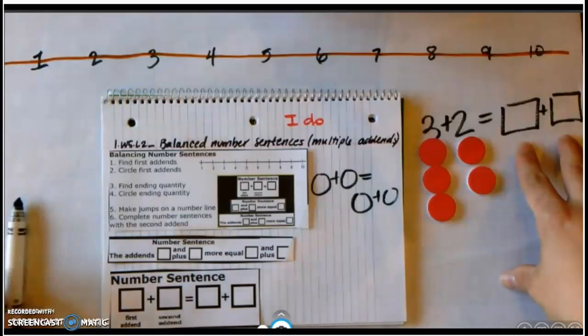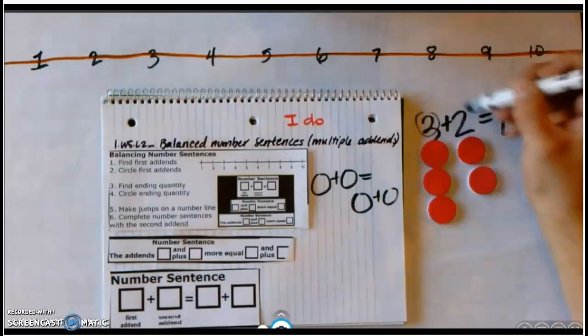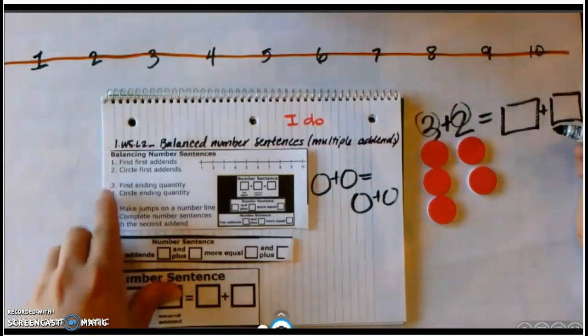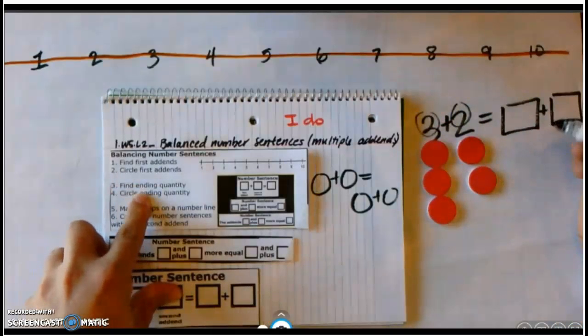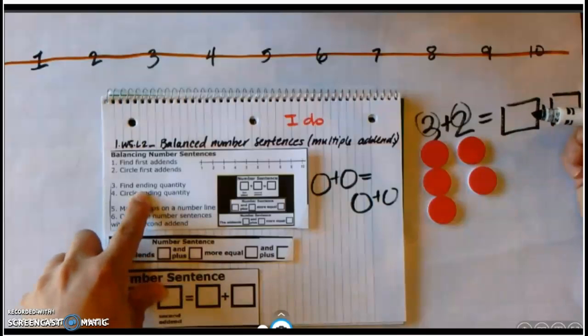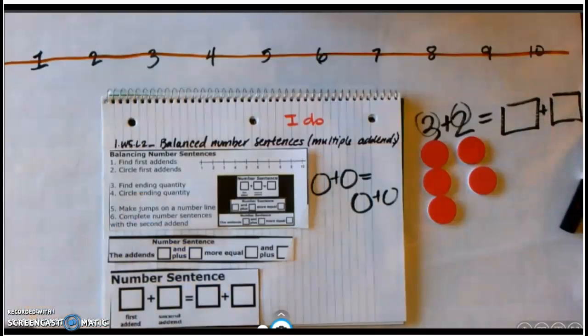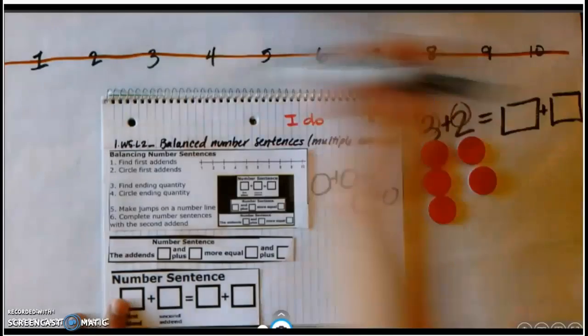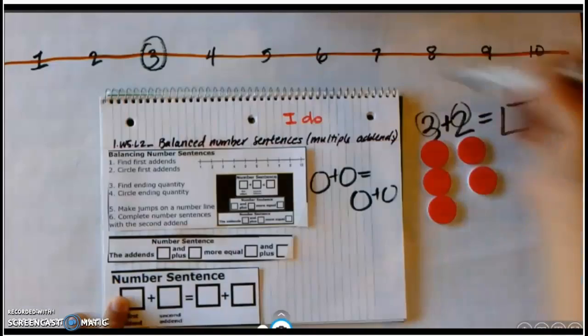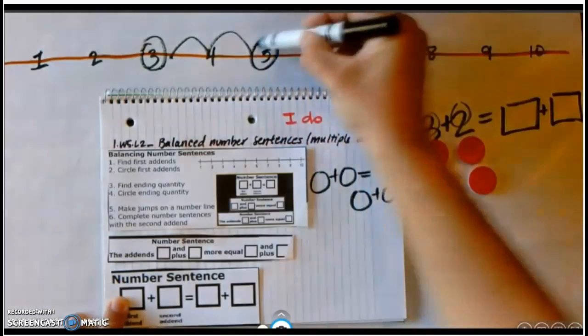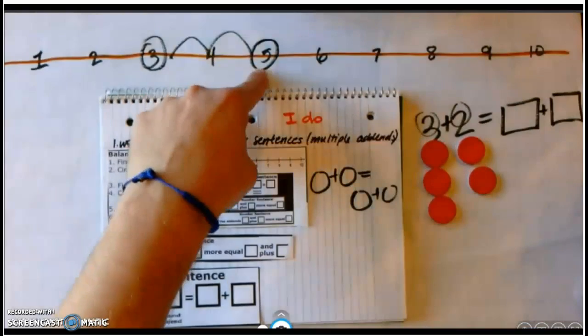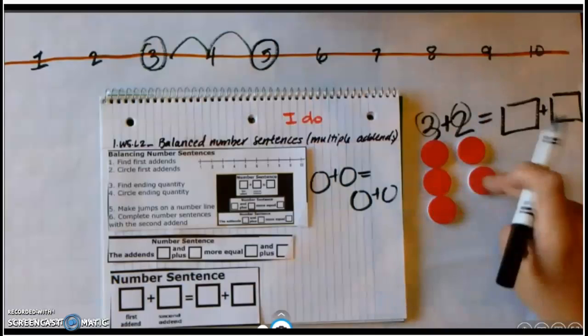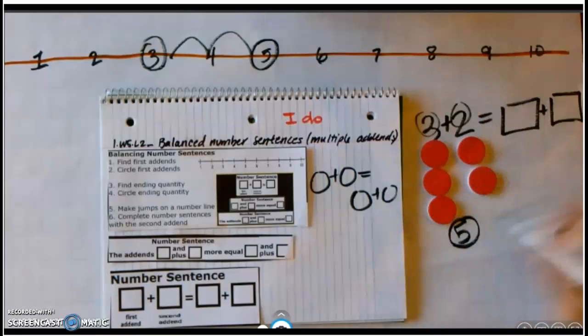So a couple of things. We're going to circle our add-ins like we did, and then we're going to try to find the ending quantity. Well, we don't know that yet, so let's figure it out. So my number that I'm using right here is 3 plus 2 more: 1, 2. So that's going to be my ending quantity, 5. 1, 2, 3, 4, 5. So whatever's over here must equal 5 also. So there are lots of different ways you can move this around.